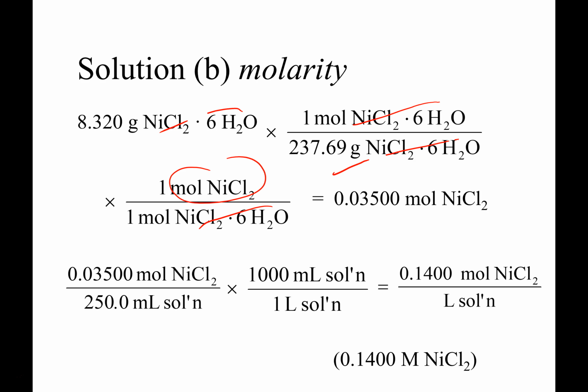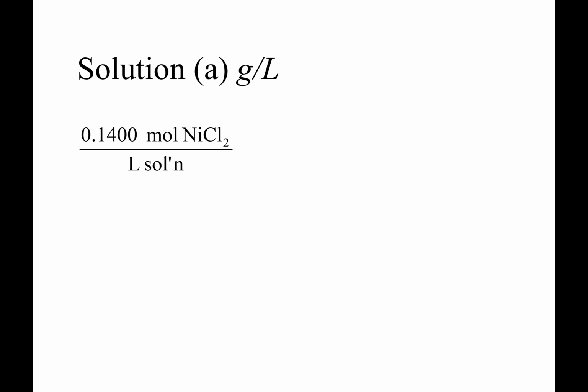So I did B first, and actually that's a good point. If you have a single solution and you're supposed to knock out how to express the concentration of the solute in different ways, you don't have to go in order. So now I need to backtrack. Now that I know the moles per liter, I can get to grams per liter using the molar mass of that thing, right? Here we go.